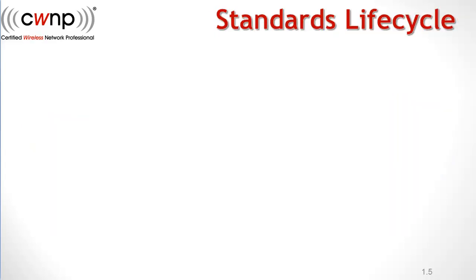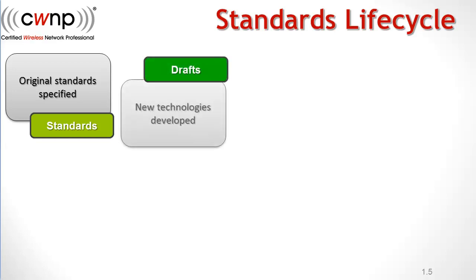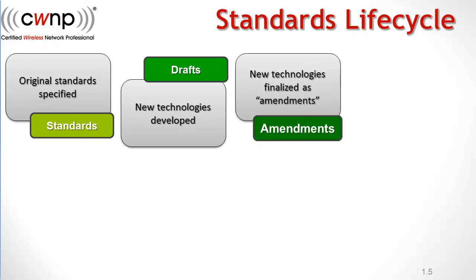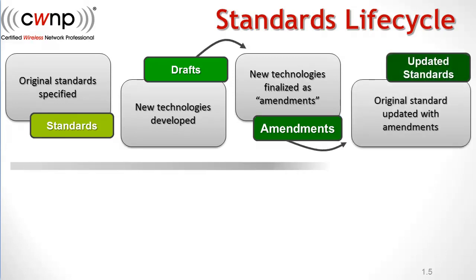Now, let's talk about the life cycle of a standard. A standard is not a static thing. It lives. So yes, we do have standards, the original specified documents, but then we have drafts, which are new technologies that may be developed based on these standards. And we have amendments, so the drafts become eventually ratified amendments. And once we have the amendment ratified, it actually becomes part of the standard.